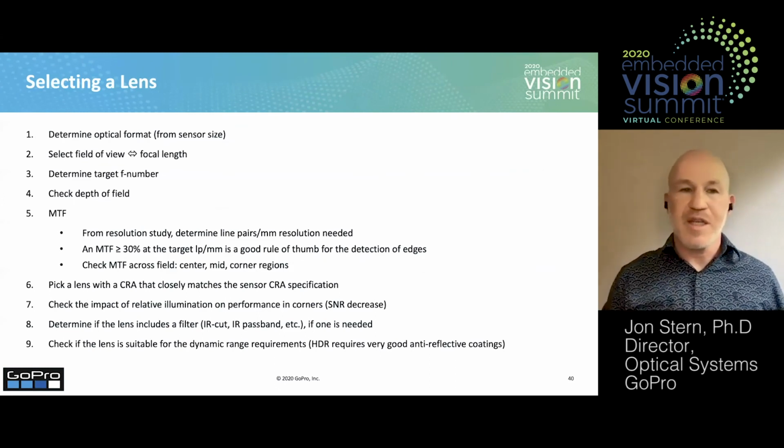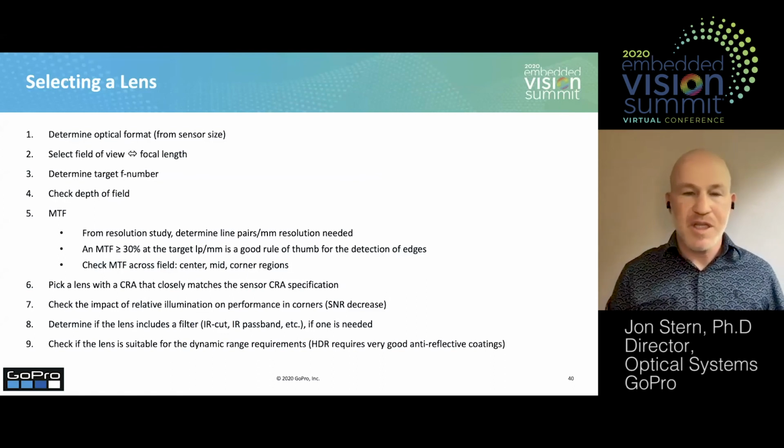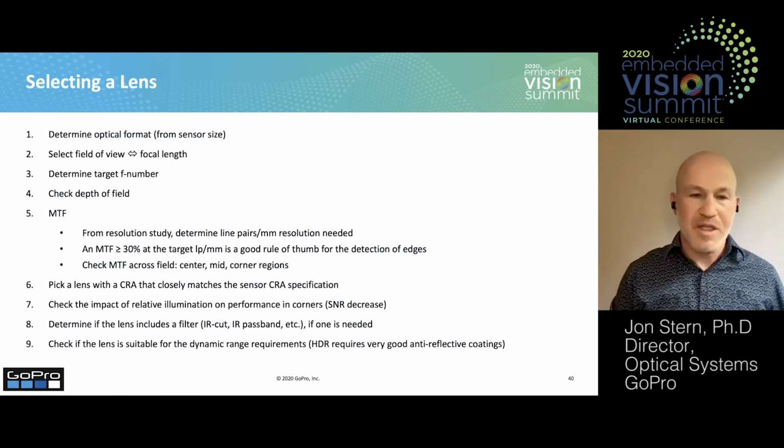Now we'll move on to selecting a lens. So first determine the optical format dictated by the sensor size. Select the field of view, which will dictate the focal length. Determine the target F number. Check your depth of field. And then take a deep look at MTF.